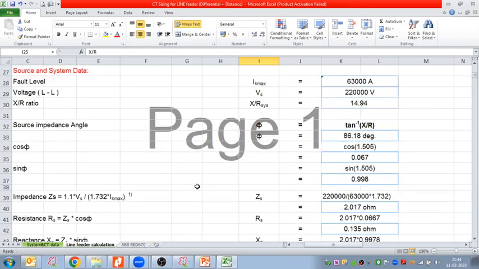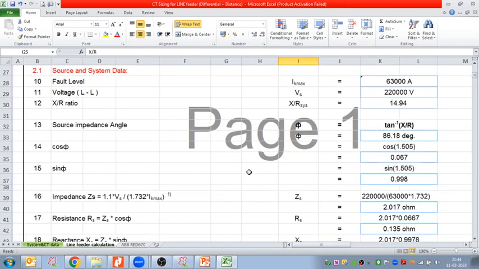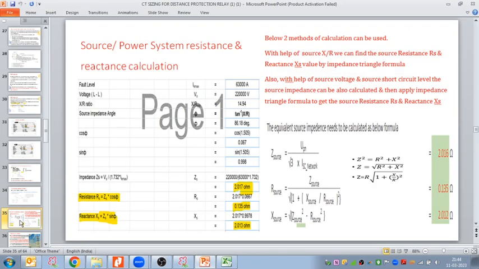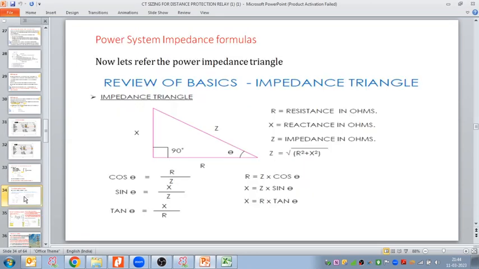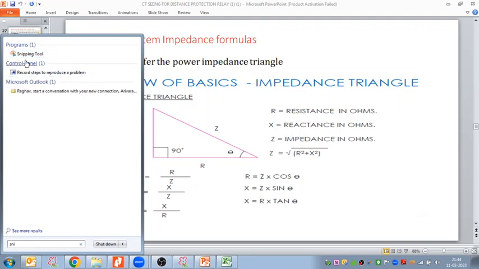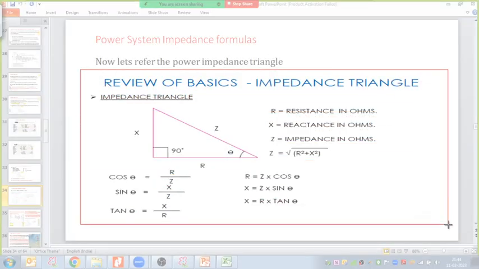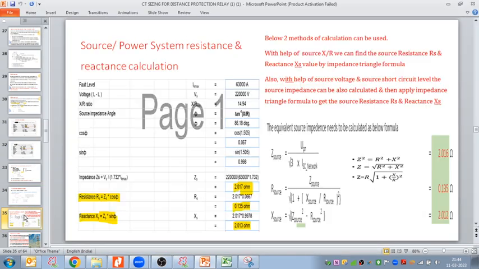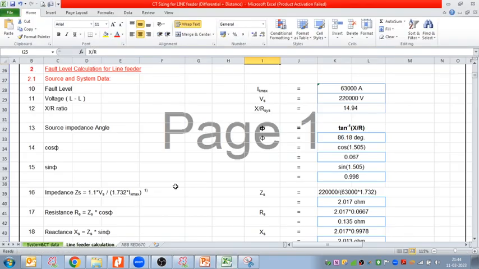Now coming to the source X by R ratio calculations. We have seen that to calculate the source X by R ratio, we can follow two approaches. The first approach is to refer to the power triangle formula. We know the X by R already. The X by R is already calculated, and now we can take the help of the impedance triangle formula. So refer to the calculations. Let us come to this calculation exercise now.